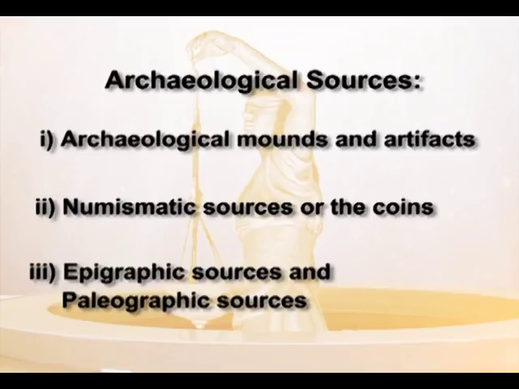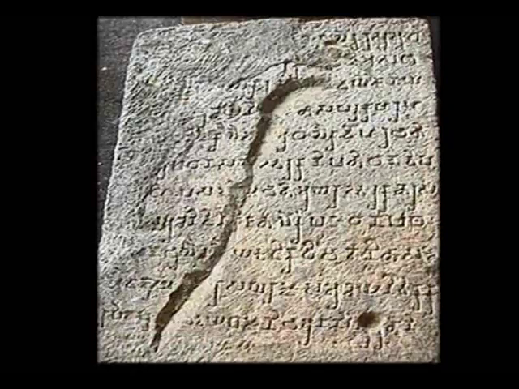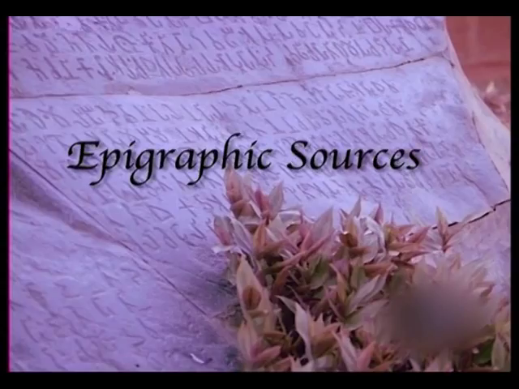The third area is the epigraphic source. Many scholars argue, like R.S. Sharma, who points out that epigraphic sources are more important than numismatic sources so far as ancient Indian political thought is concerned, because epigraphy tells us things which a coin cannot tell us. So, epigraphic sources constitute a major area of archaeological source.